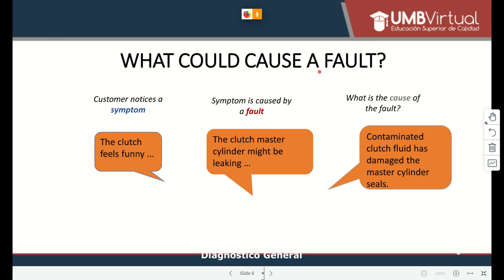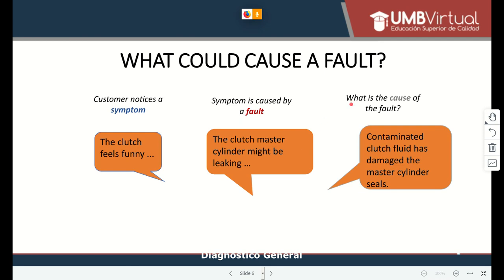What could cause a fault? A customer notices a symptom: the clutch feels funny. This is the concern, or the symptom. The symptom is, of course, caused by a fault. For example, the clutch master cylinder is leaking. This is just an example.